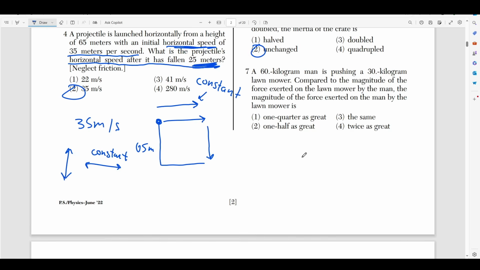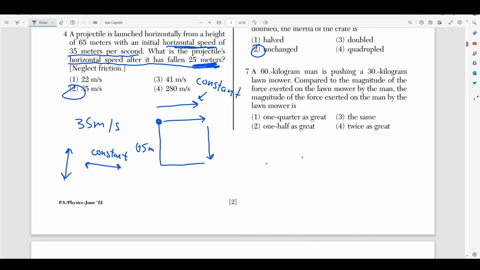Number 7 says a 60 kilogram man is pushing a 30 kilogram lawnmower. Compared to the magnitude of the force exerted on the lawnmower by the man, the magnitude of the force exerted on the man by the lawnmower is what? Well, here this is a typical Newton's third law problem, right? And it's testing to see if you know that every action has an equal and opposite reaction.